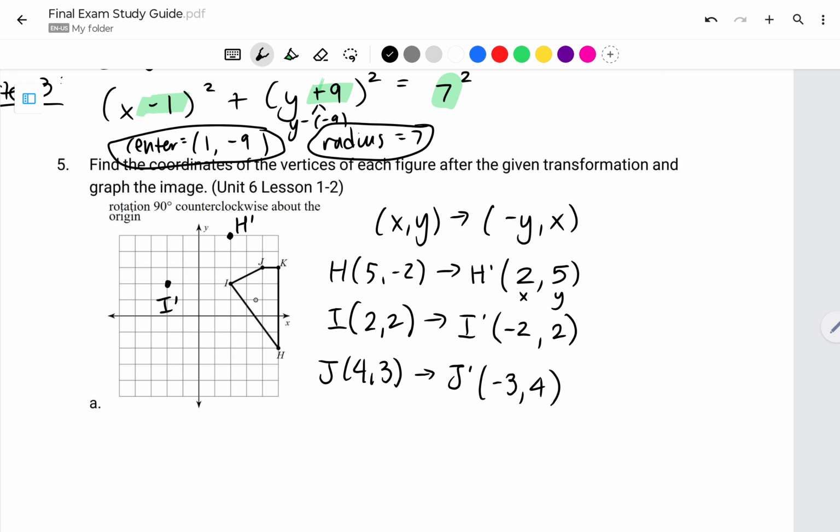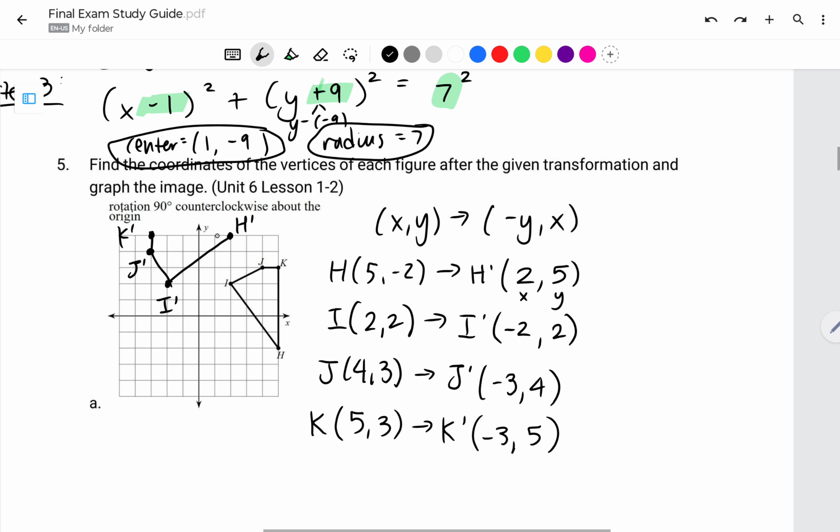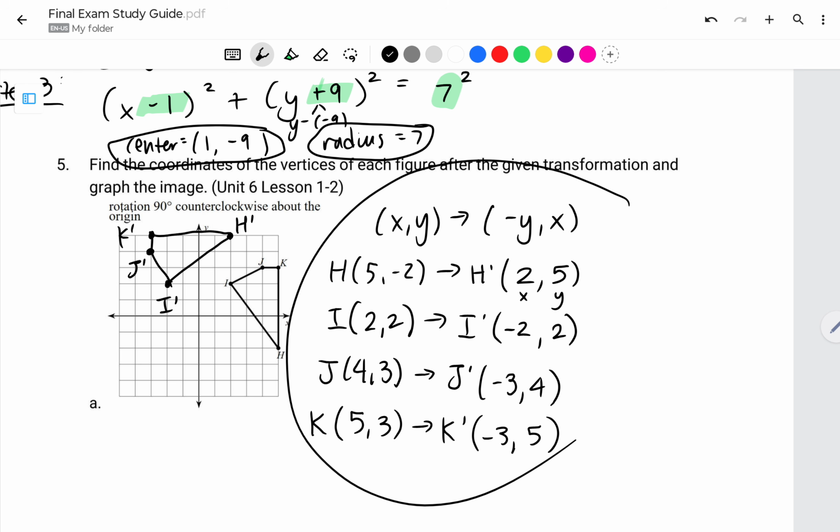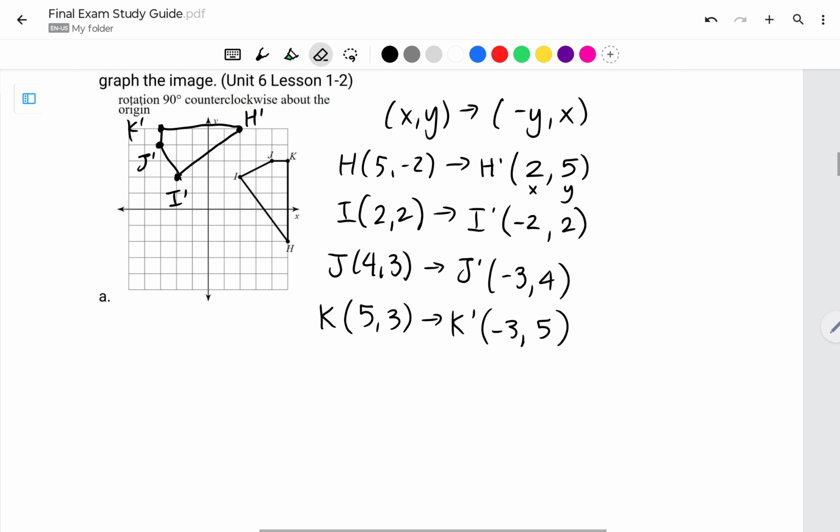Negative 3, where is it? Negative 3, positive 4, right there. K is at 5 and 3. So I'm going to do the same thing, negative 3 and positive 5, so negative 3, positive 5 right there. So if I connect my dots, you should see the rotated figure, right? On the test, I'm looking for this as well. This is part of the grade. If you don't show me the coordinates, I'm not grading it. It's partial credit.